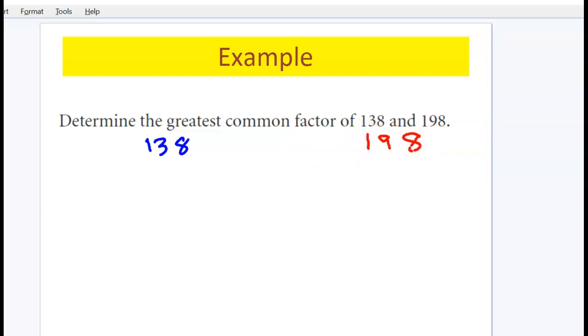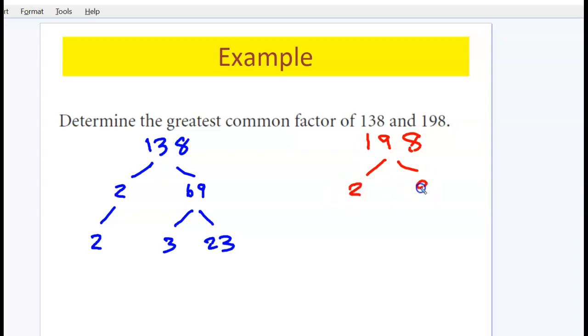Okay, we'll do 138 first. 138 breaks down into 2 times 69, and 2 is prime. 69 breaks down into 3 times 23. 198 breaks down into 2 times 99, which breaks down into 9 times 11, and 9 is 3 times 3, and we have our 11.